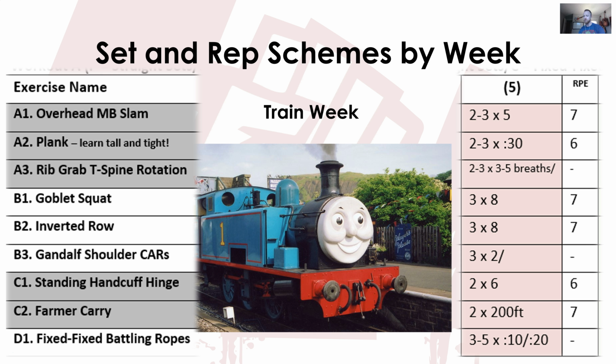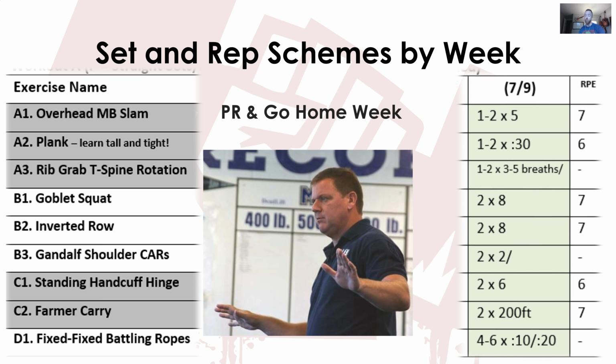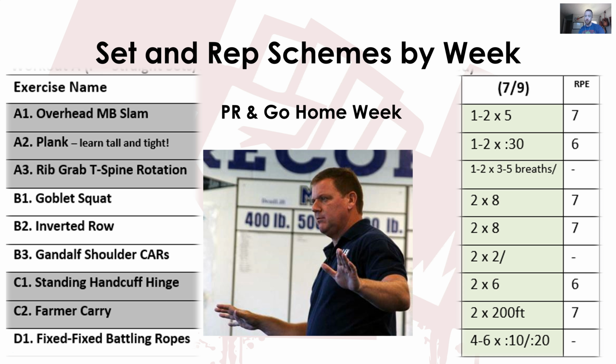Then we get to week 3, and I want you to notice something. In base and train week, we had 2 to 3 rounds of our power. We had 3 rounds of our strength. We had 2 and then 3 to 5. Check this out. We go 1 to 2 rounds of our power. We go from 3 rounds on our strength to 2. We stuck with 2 on our assistance. And then we actually bumped up a little bit on our conditioning. So what's going on here?